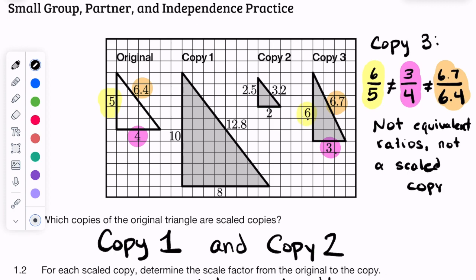And we might be able to know that just by looking at it. It does look skinnier by how it's drawn, skinnier than the other two, in a way that it's taller and skinnier versus the original. So it doesn't quite look like the same shape, even though it is a right triangle.